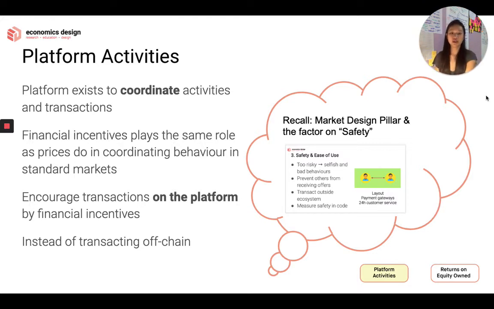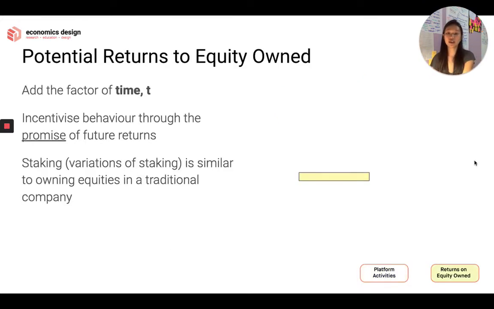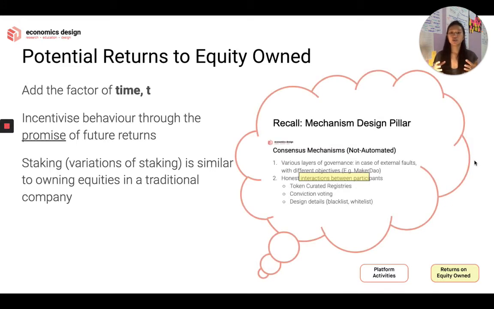The other thing that we are looking at is also the potential returns to equity owned. Sometimes you can't really define that. If you have an equity, I can't always 100% guarantee you returns, so I use the word potential. The difference here is that we're adding the time factor T. That means looking in the future, what are the potential gains?